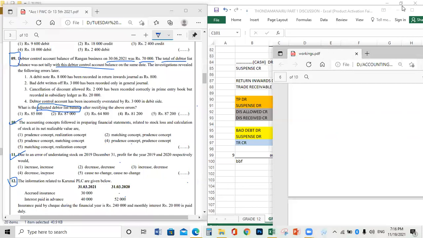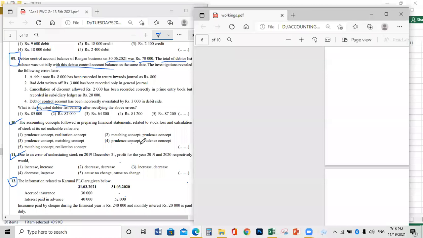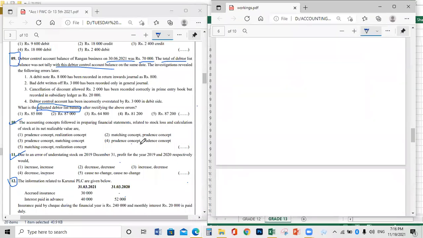Okay, so fine, let's go one by one. Taking this, it is easy for me to explain. So now see the first one. A debit note of 8,000 has been recorded in the return inwards journal as 800. Guys, a debit note has been recorded in the return inwards journal as 800. What's the mistake here?